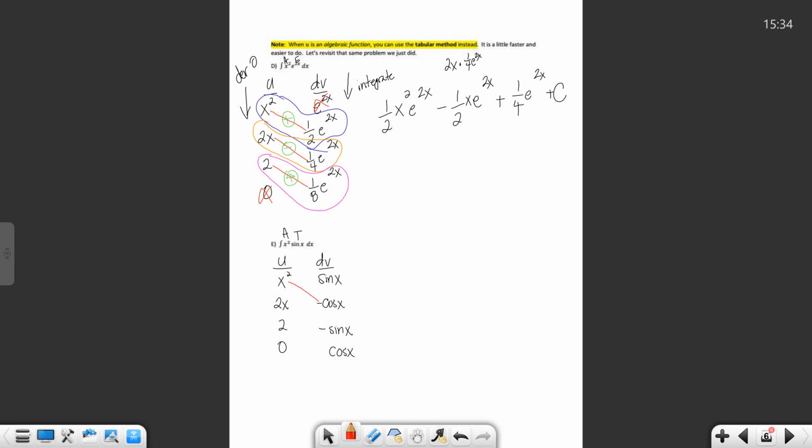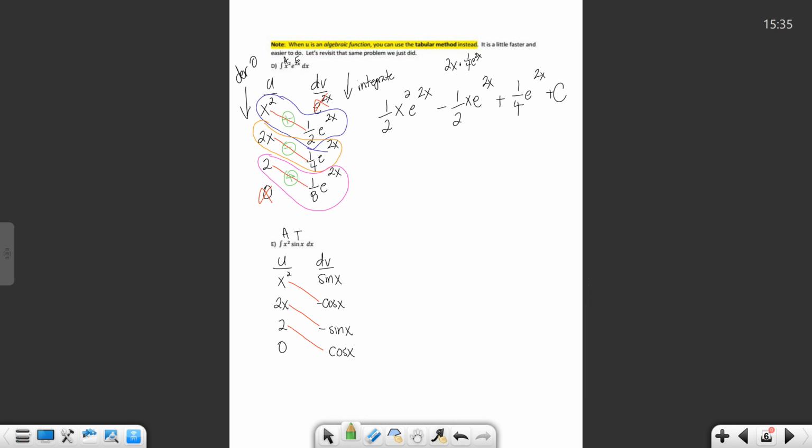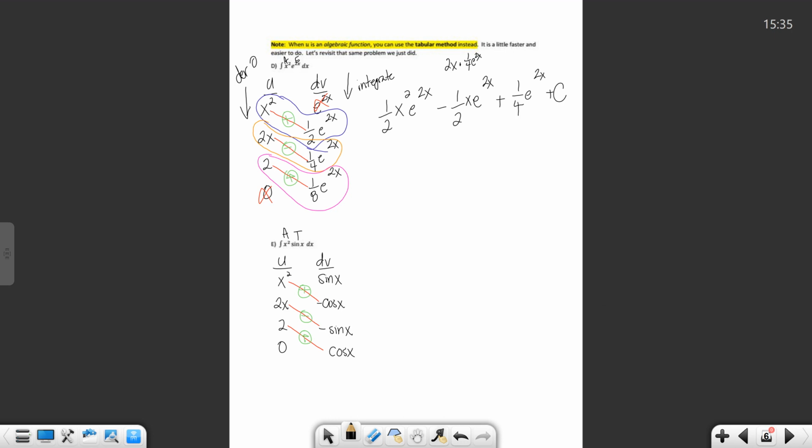So now join up those diagonals, here to here, here to here, here to here, and alternate the signs, starting with the plus. Plus, minus, plus. Okay, so let's multiply those endpoints. I get an x squared times a negative cosine x with the positive sign, so it's going to stay negative: negative x squared cosine x.